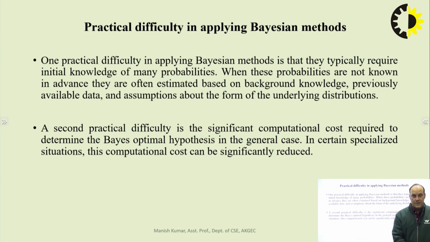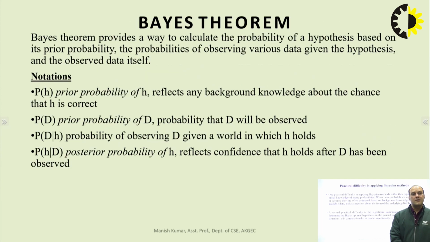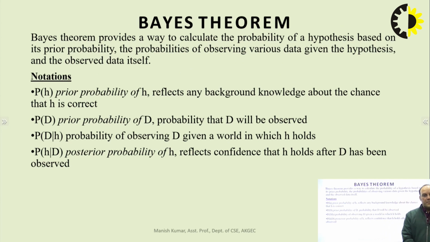We can reduce it. Okay, so these are the two practical difficulties that we face while applying this Bayesian method. The basis is the Bayes theorem, as I have already discussed. Based on the posterior, Bayesian estimation is done. The key to this is to use an important theorem that is called Bayes theorem.